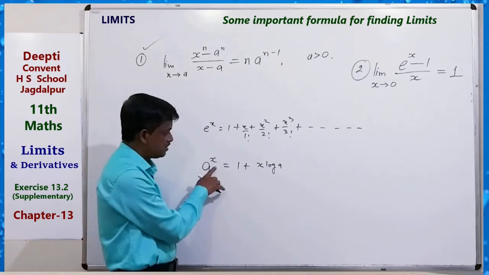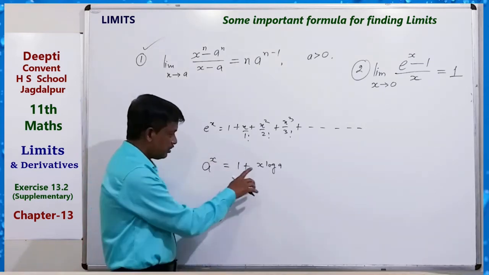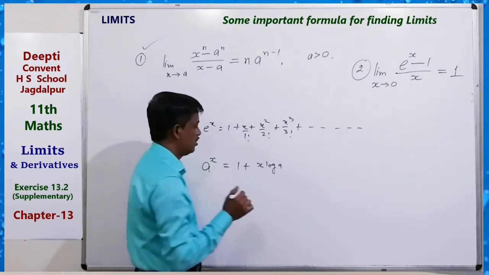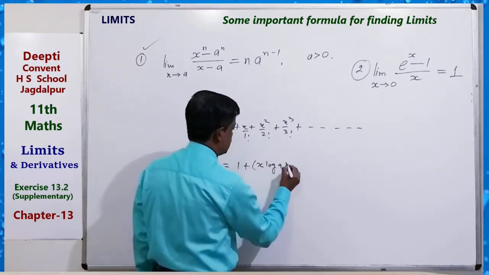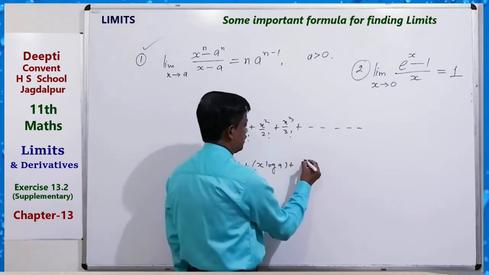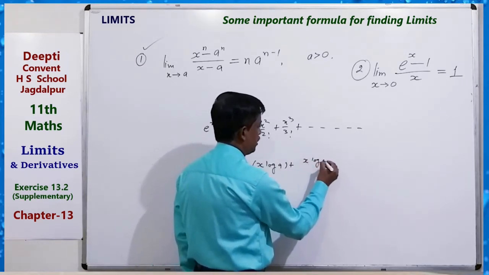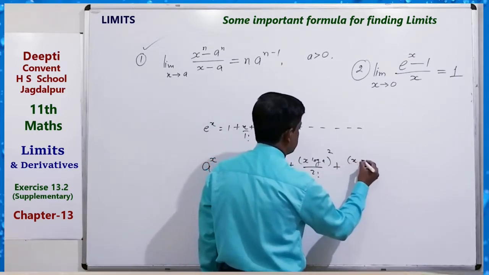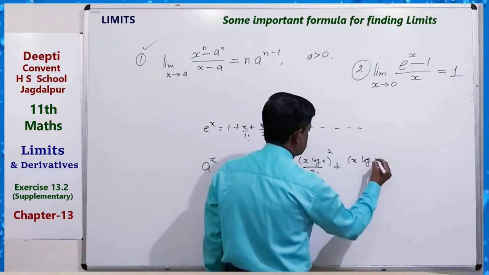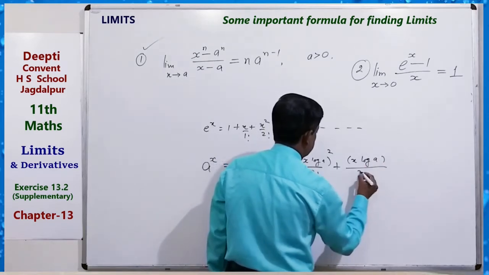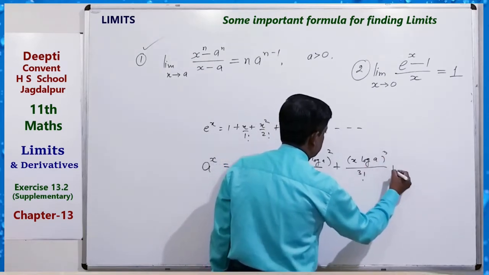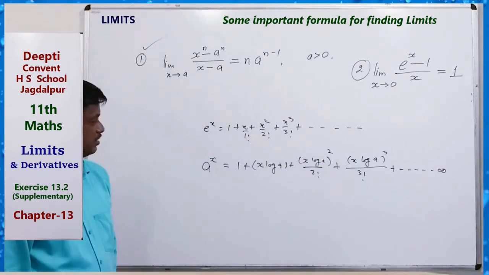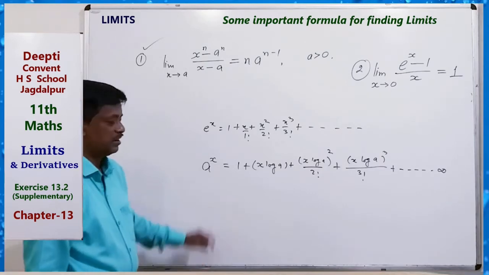So here a to the power x is 1 plus x log a, in place of x just write x log a, plus (x log a) square by 2 factorial plus, and so on. This is the formula for a to the power x.